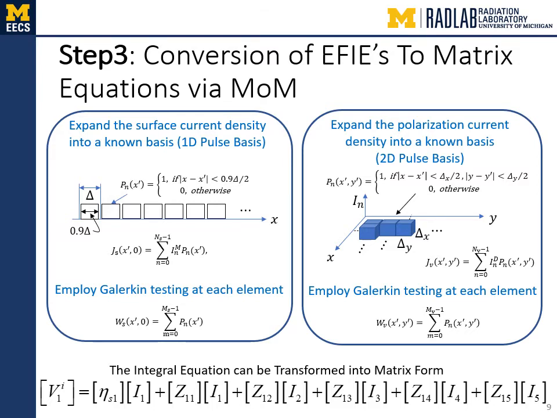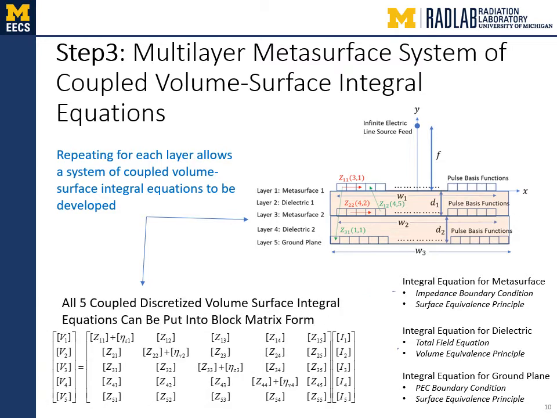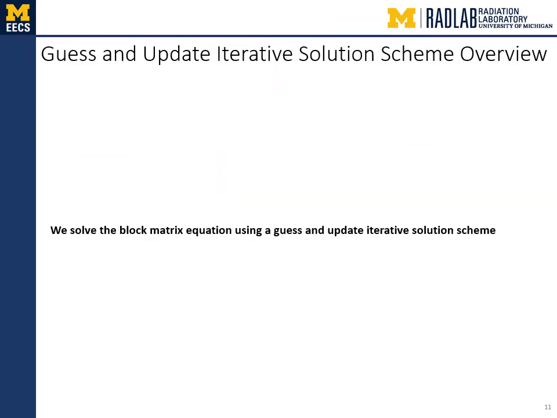Repeating the previous steps of writing the integral equation and transforming it into a matrix equation for the remaining layers produces 5 total matrix equations. All 5 coupled discretized volume surface integral equations can be put into a block matrix form. By solving this block matrix equation, we can solve for the currents on each of the 5 layers. We solve the block matrix equation using a guess and update iterative solution scheme.